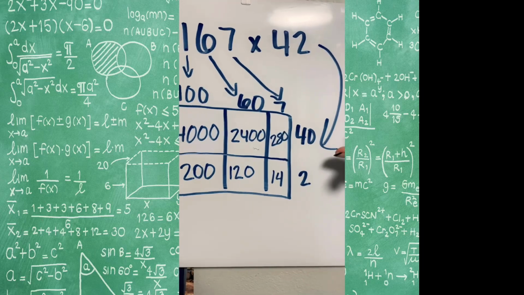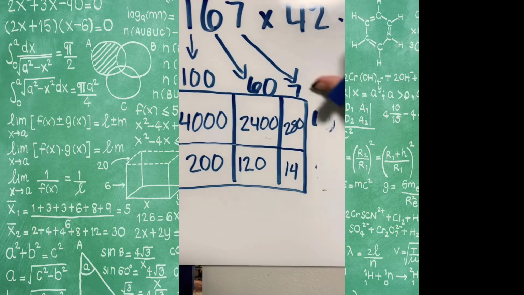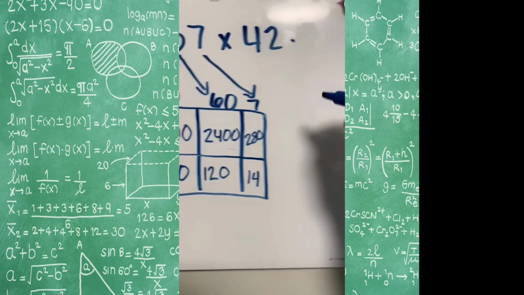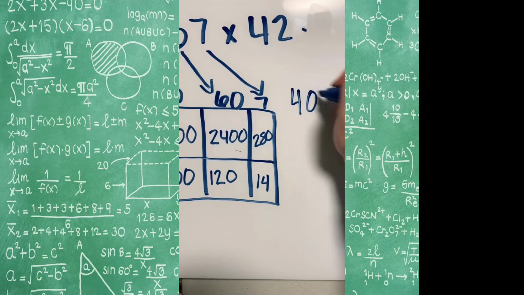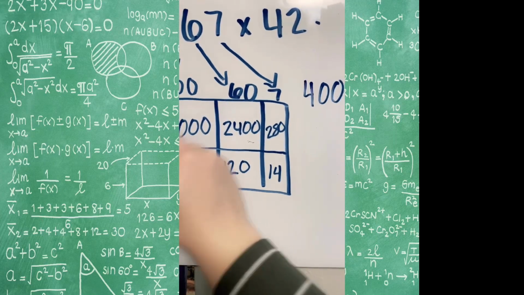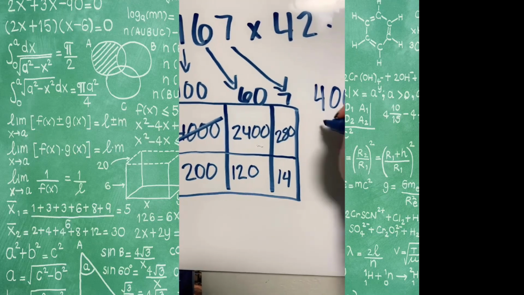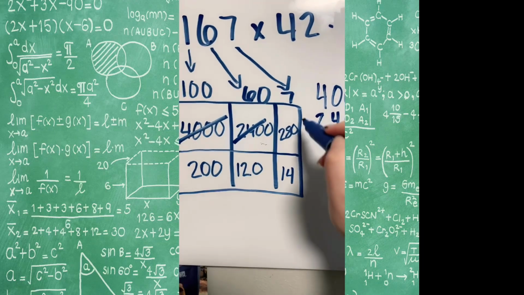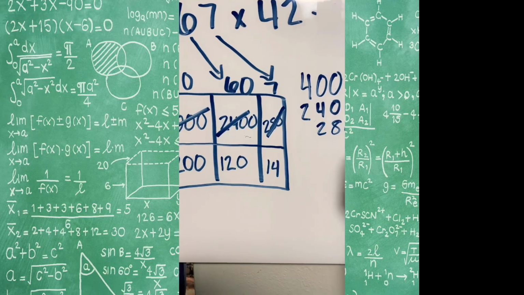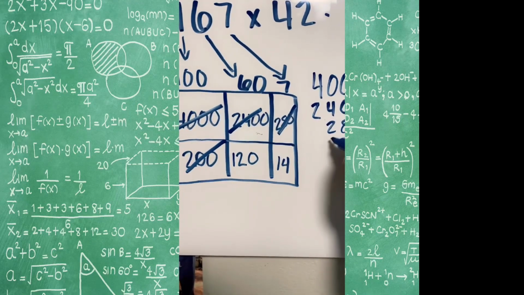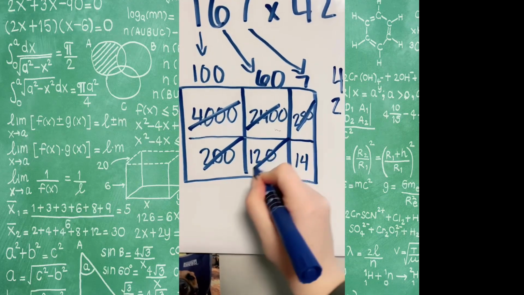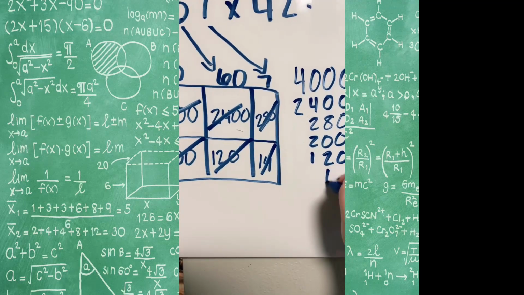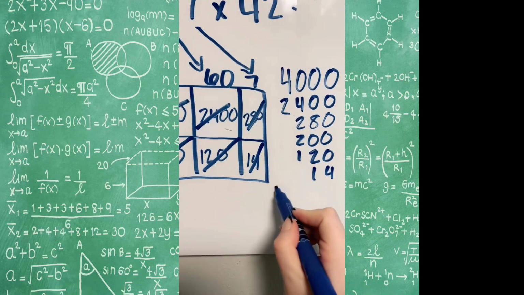Now you're going to take those numbers to the side, and I'm just going to go ahead and erase this over here so I have a little bit more room. I'm going to take these numbers and add them up over here. So I've got 4,000 here. I'm going to cross it off so I know I'm done with that. I've got 2,400, 280, 200, 120, and 14. Then I'm going to go ahead and add them all up.